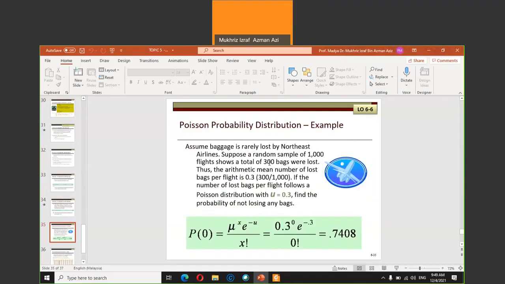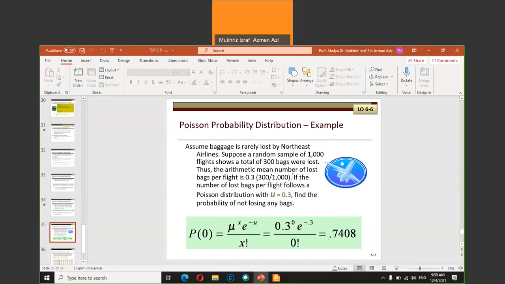You have the mean to be 0.3. The mean number of lost bags per flight is 0.3. Suppose that a random 1,300 bags were lost, so 3 out of 1,000, 0.3. So mu will be 0.3. Find the probability of not losing any bag, which is P(x equals 0). This is the formula that you just plug in: mu to the power of x, e to the negative mu, over x factorial. You plug in all the relevant values, mu which is 0.3.